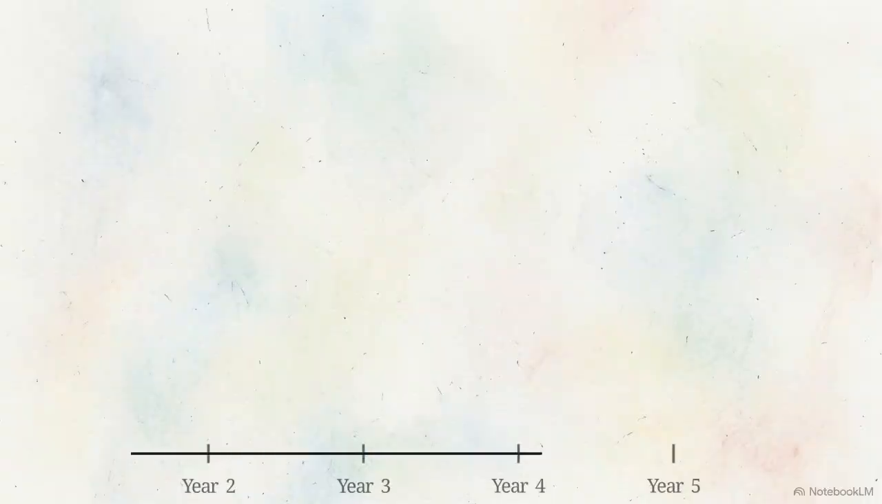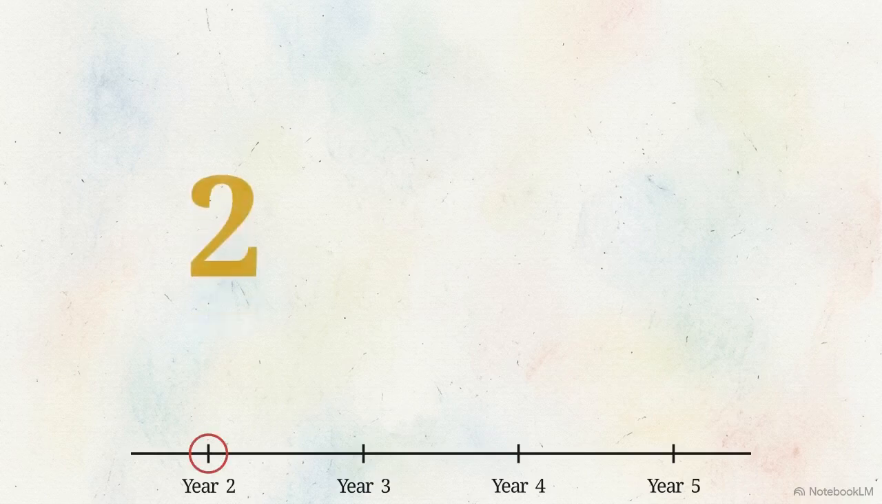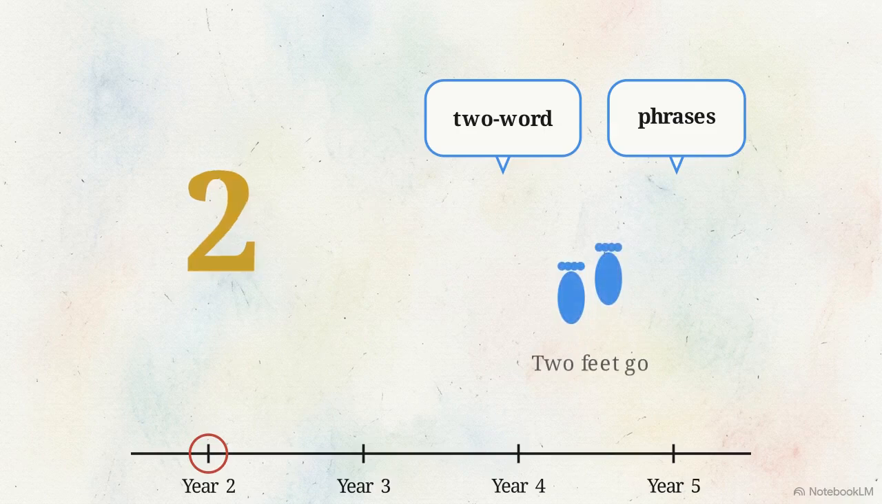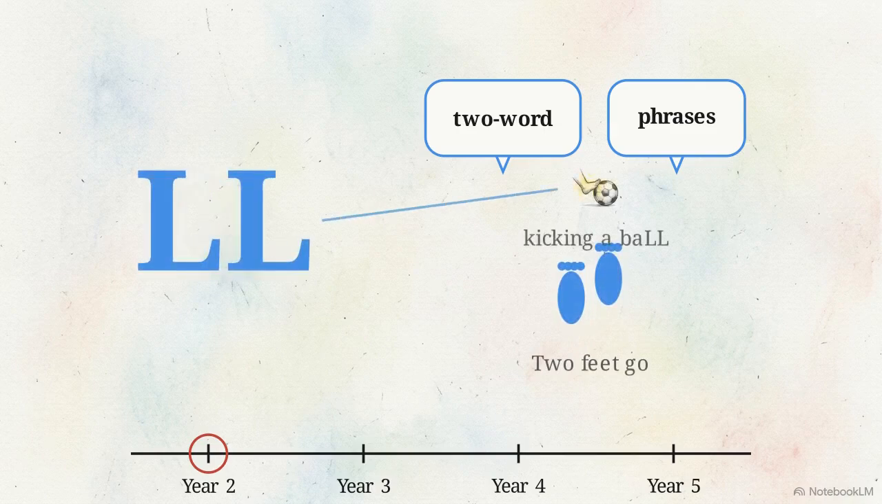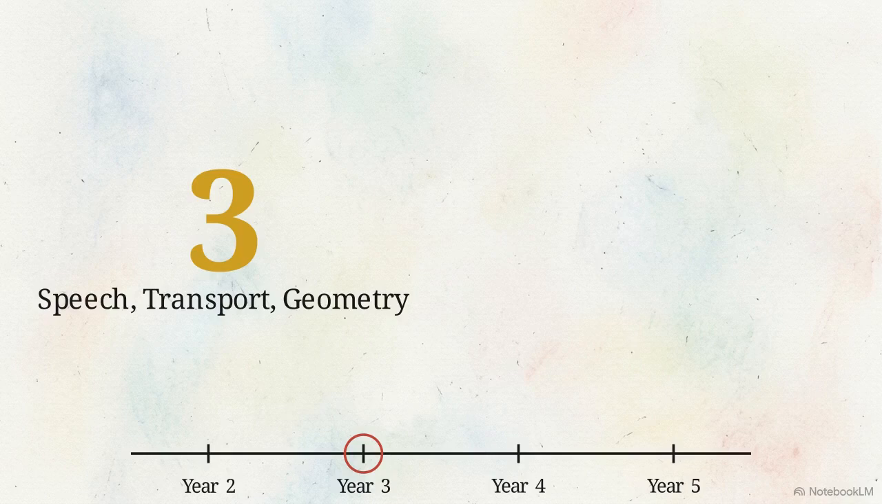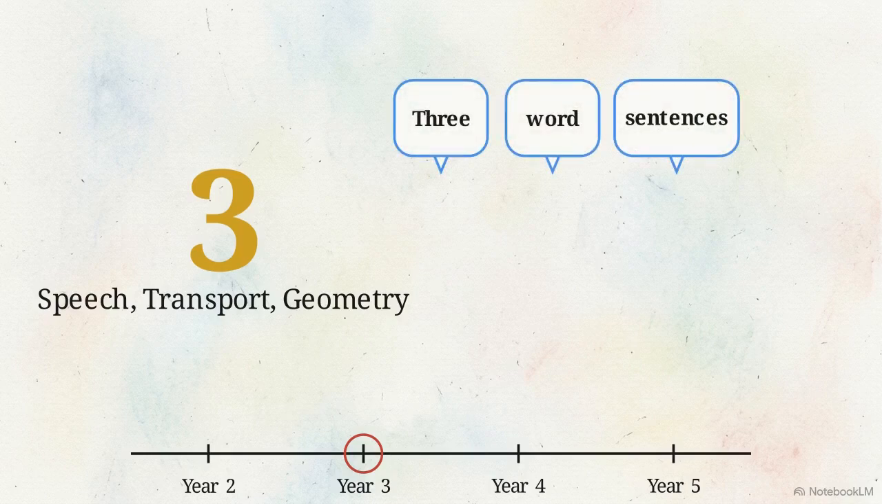Year 2 is defined by the number 2 and the double L rule. This includes 2-word phrases and the gross motor milestone of 2 feet go, or proficient walking. The double L's signify kicking a ball and parallel play. At year 3, the number 3 maps to speech, transport, and geometry: 3-word sentences, riding a tricycle, and drawing a circle.